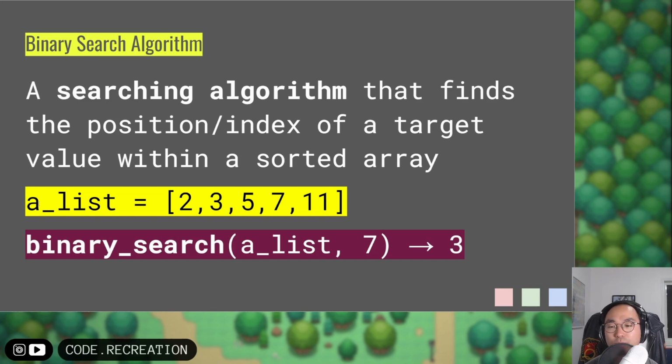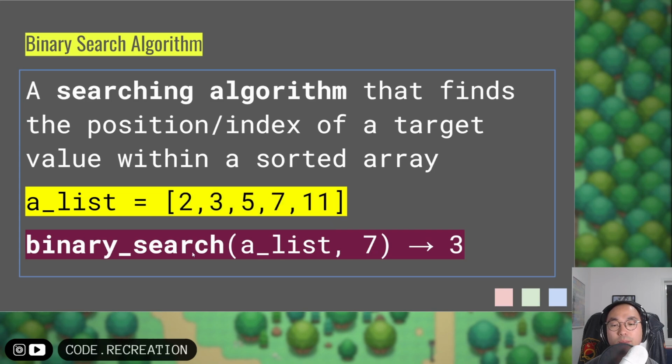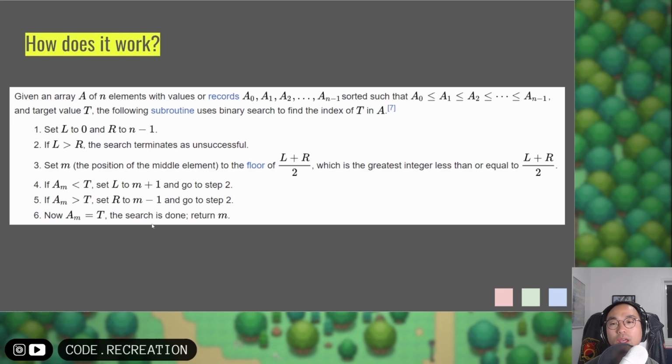So for example, if we're given a list of 2, 3, 5, 7, 11, it has to be sorted. And if we run the binary search function on that list and give it an argument of 7, as in we're looking for that target value of 7, it is going to tell us where that's located, which is index 0, 1, 2, 3. That's where our target value is located inside our given collection. So if we were to study the pseudocode of binary search, it would read as follows.